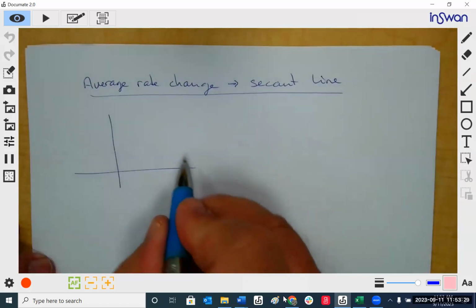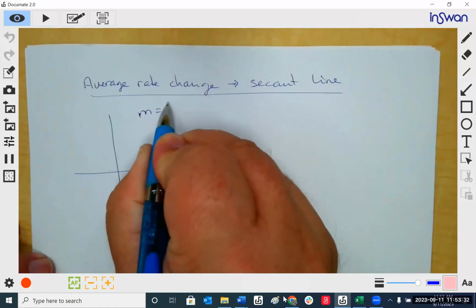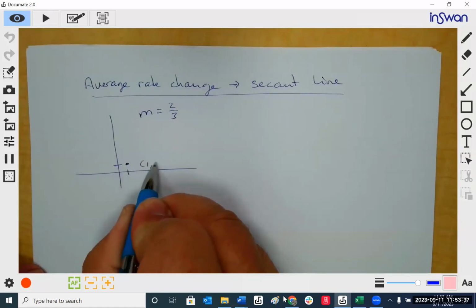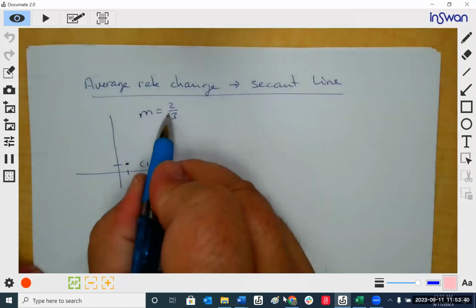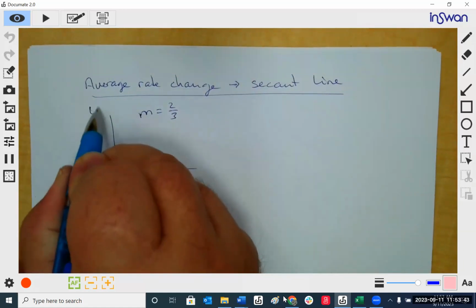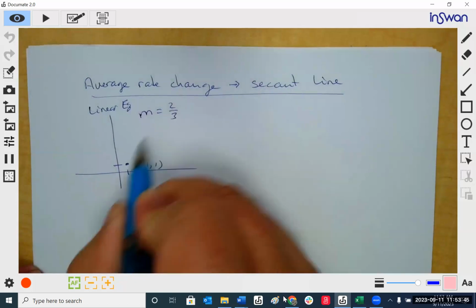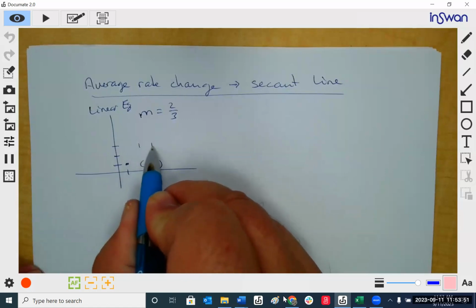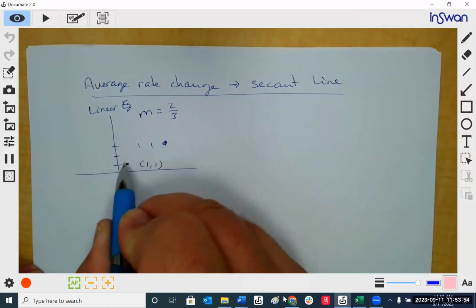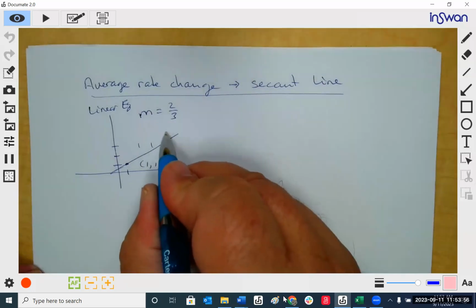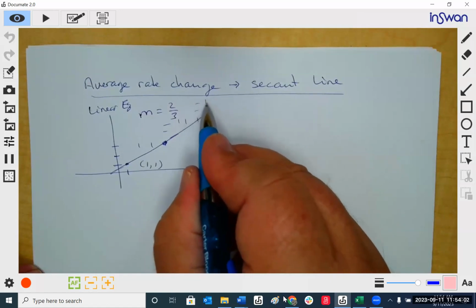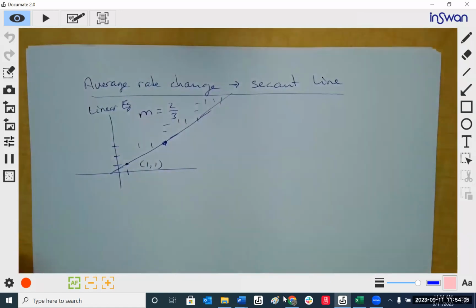Because yes, if you had a slope, average rate of change of 2/3, and I gave you a point at (1, 1), since it's a linear equation, all the points will have the same relationship. So I go up 2 over 3. Up 2 over 3. Up 2 over 3. Yes, so it is a relationship from one point to the next.